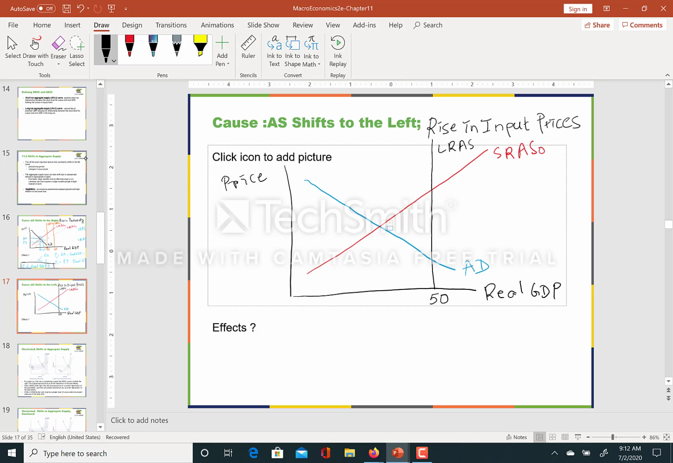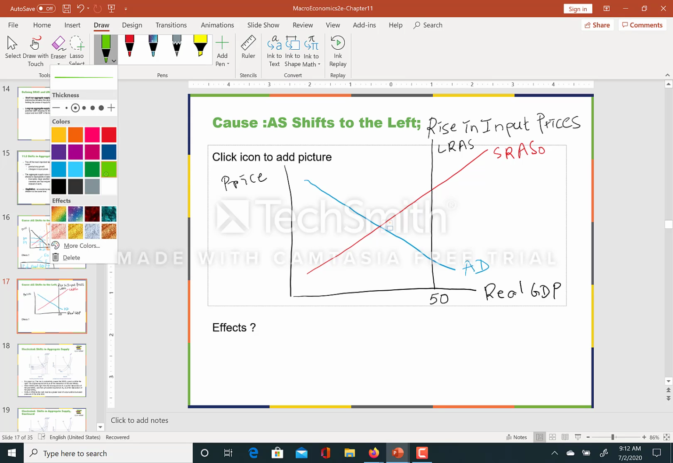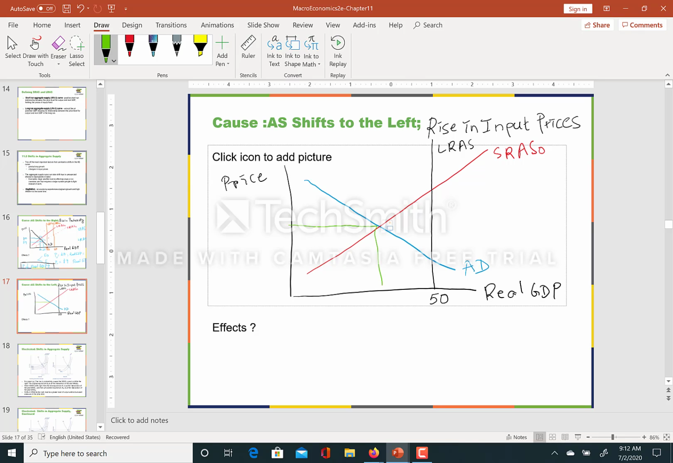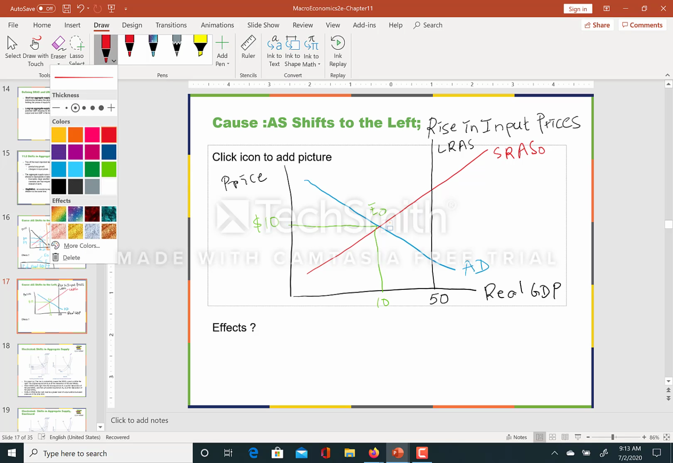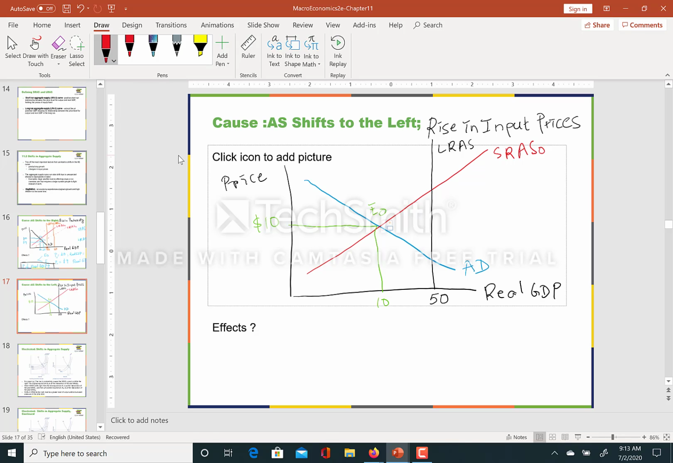Output associated with the long run aggregate supply curve is called potential gross domestic product, and the output associated with the intersection of aggregate demand and short run aggregate supply, that's called real gross domestic product. So initially I have the price as $10, real gross domestic product as 10 units, maybe 10 million units. Alright, now there is an increase in input prices, and this is not gonna shift the long run aggregate supply curve, but rather it's gonna shift the short run aggregate supply curve to the left.